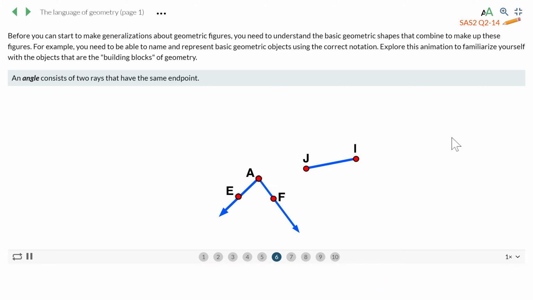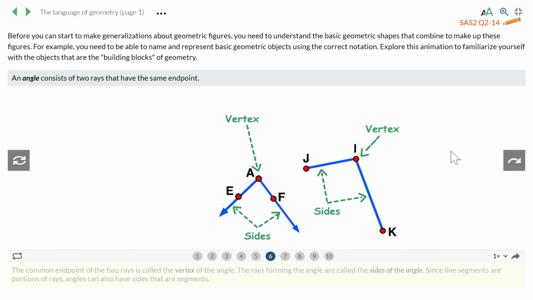An angle consists of 2 rays that have the same endpoint. The common endpoint of the 2 rays is called the vertex of the angle. The rays forming the angle are called the sides of the angle. Since line segments are portions of rays, angles can also have sides that are segments.